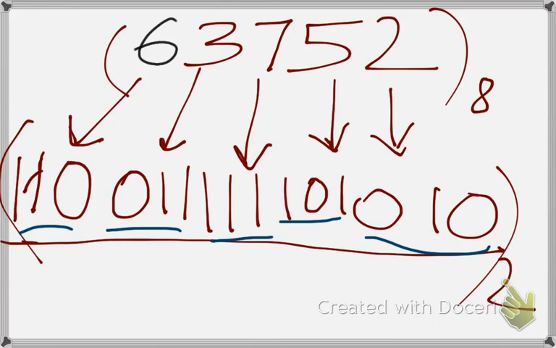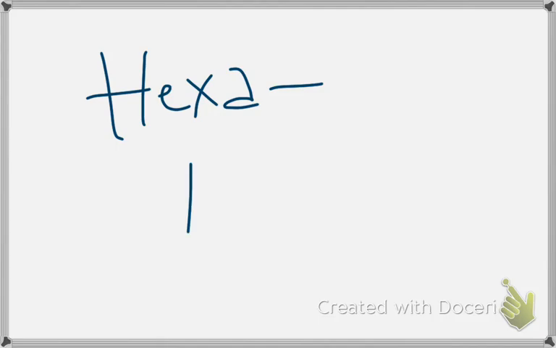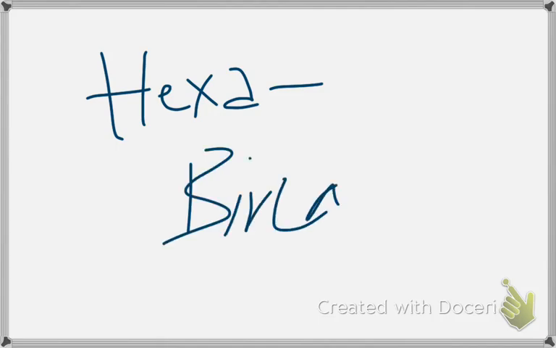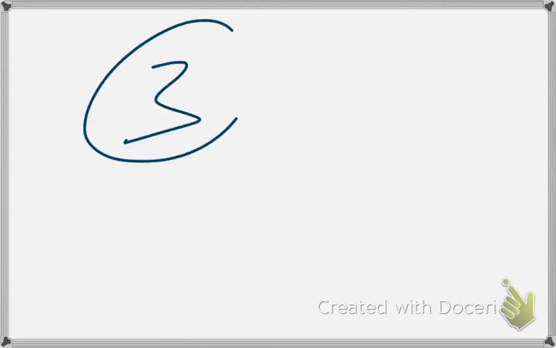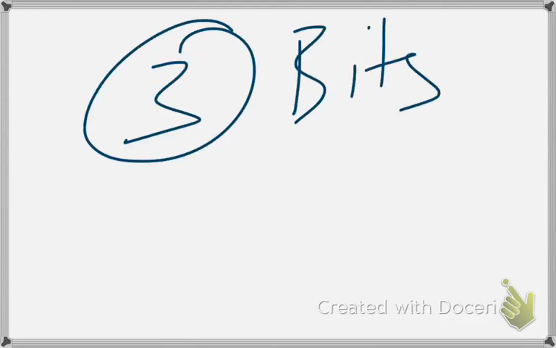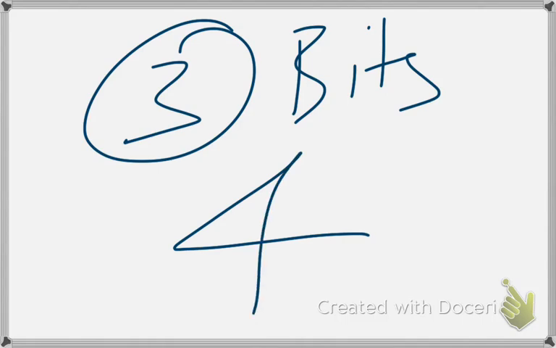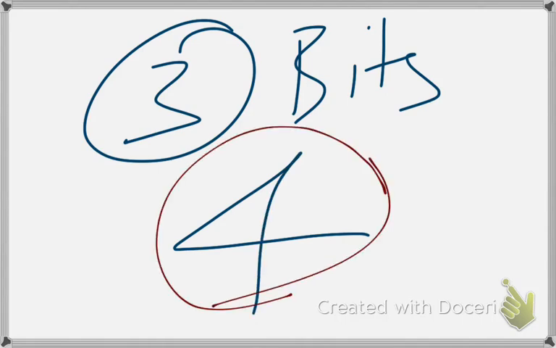Remember that. So if you have understood how to convert an octal into binary and binary into octal, you have already understood hexa and binary. Hexa and binary is as simple as octal and binary. For octal, you have considered 3 bits. For hexa, you will be considering 4 bits.